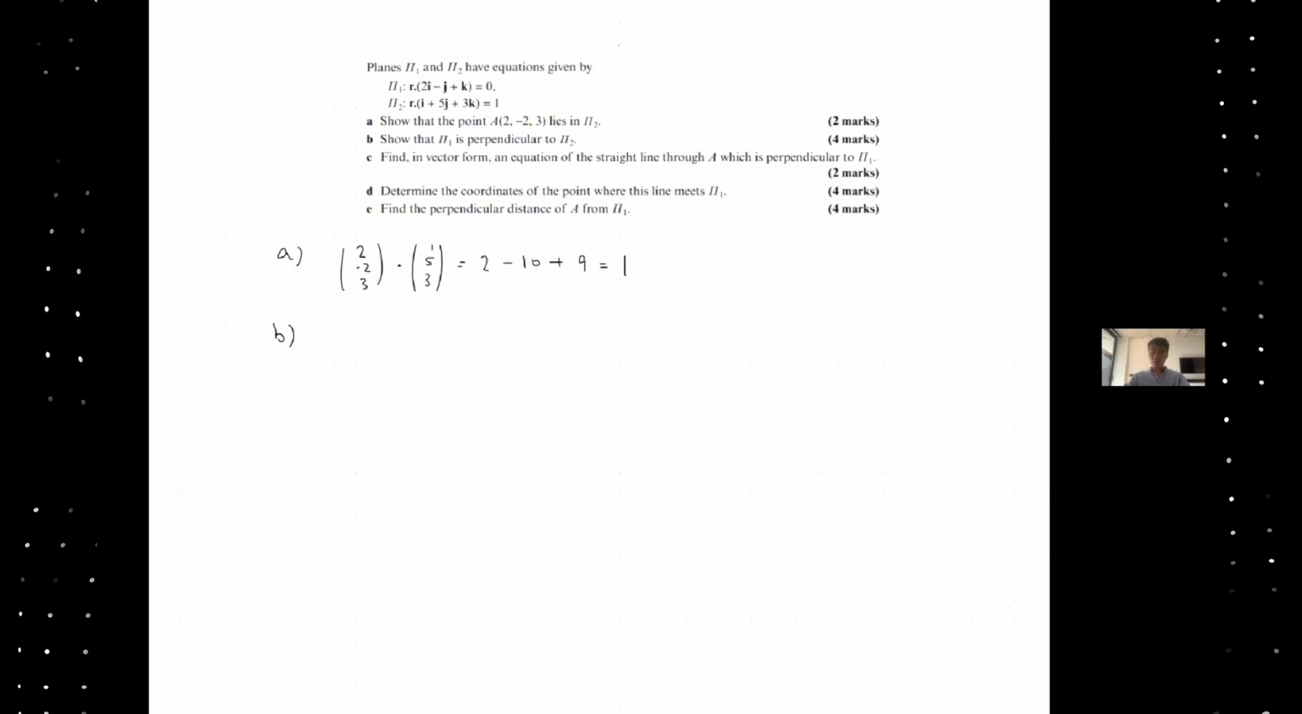Okay, straightforward. Part B: show that the two planes are perpendicular. That's going to be the key to solving this question. So how do we know that two planes are perpendicular to each other? The short answer is, if you do the dot product between the two normal vectors, (2, -1, 1) and (1, 5, 3) here, and the answer equals 0, then they have to be perpendicular to each other. Why is that? Because cos 90 equals 0, right?